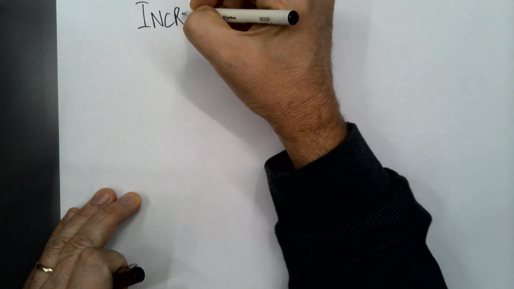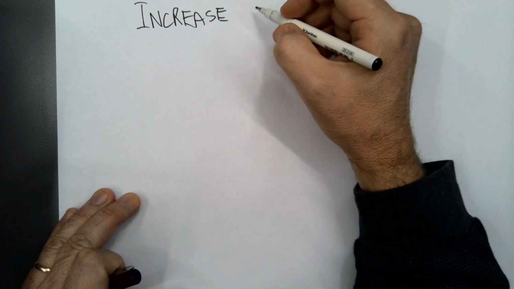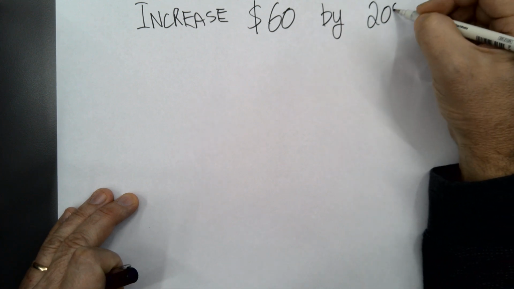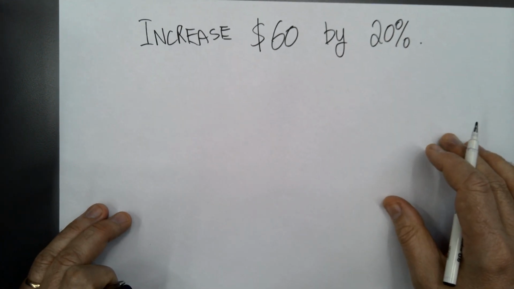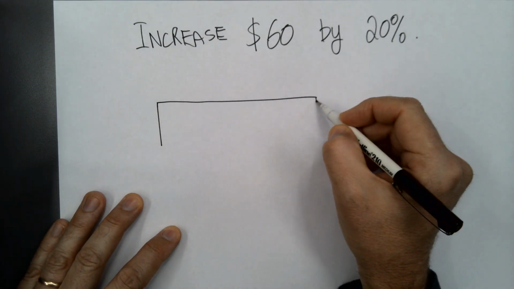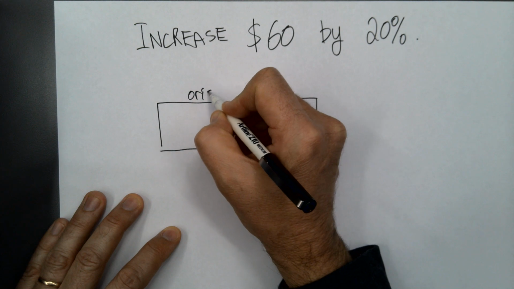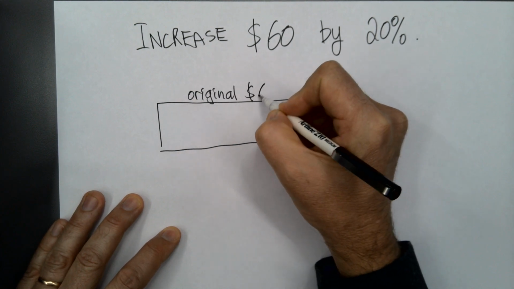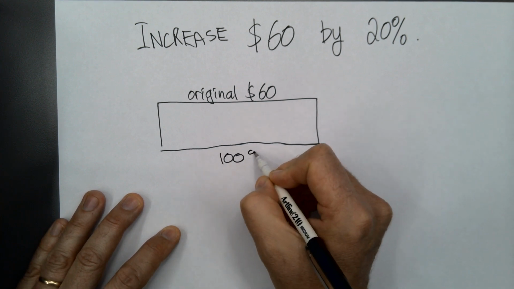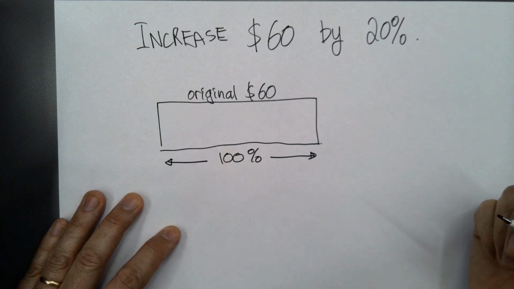increasing. So let's say we want to increase $60 by 20%. Okay. All right, well, let's just stop and think about that. And I'm going to use a bit of a diagram for this. So let's say this rectangle represents the original $60. Okay, so that's the original 60 bucks. Okay, if you think about it, that's 100% of the original. Okay, 100% of the original thing.